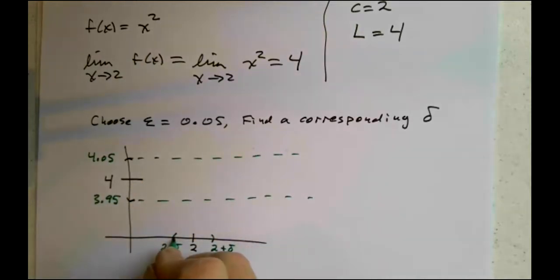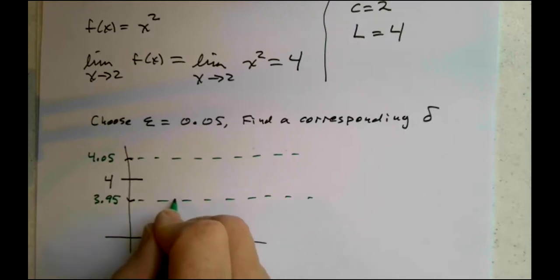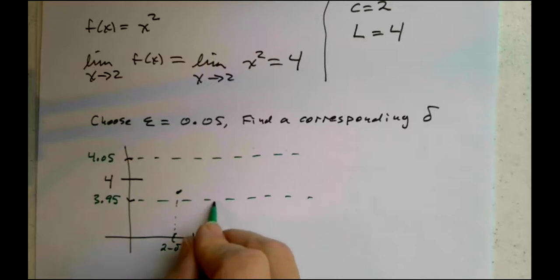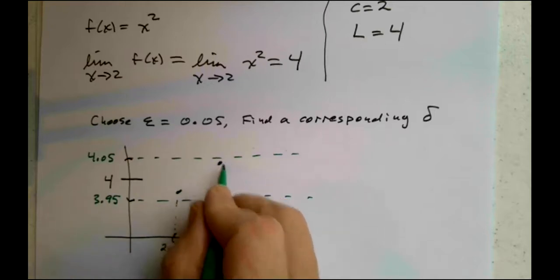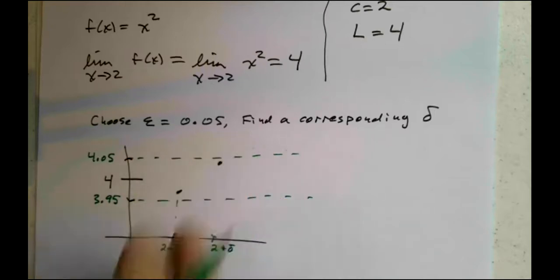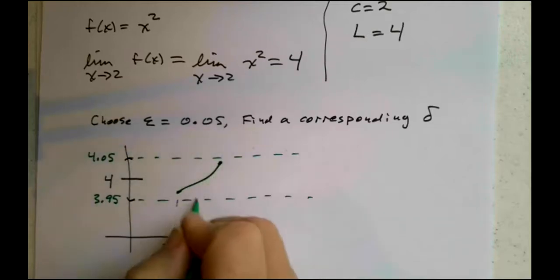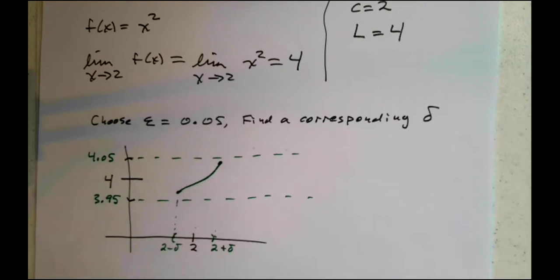So going up to 2 plus delta, the value of the function has got to be below that part of the ribbon. It's got to be contained within that. And everything in between has to be within that ribbon, except possibly at 2. What happens at 2 is irrelevant. It's just what happens near 2 that is our issue.